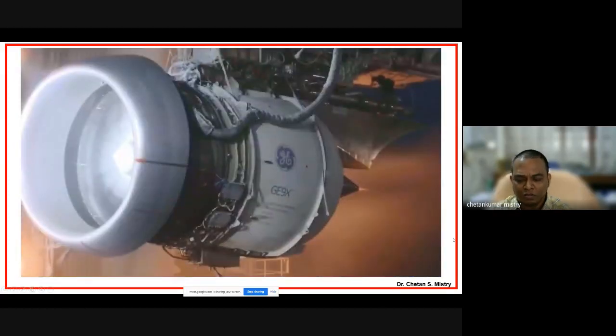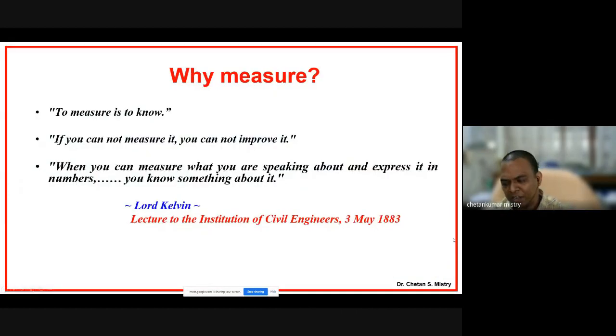Okay, so let me move next. Now the question may arise in our mind: why are we doing measurement? What is the need of measurement? It says to measure is to know. If we cannot measure, then we cannot improve. That is a fact, whatever the parameter may be. What Lord Kelvin told is that when you can measure what you are speaking about and express that in numbers, you can say you know something about it. So we cannot speak anything in the open air.